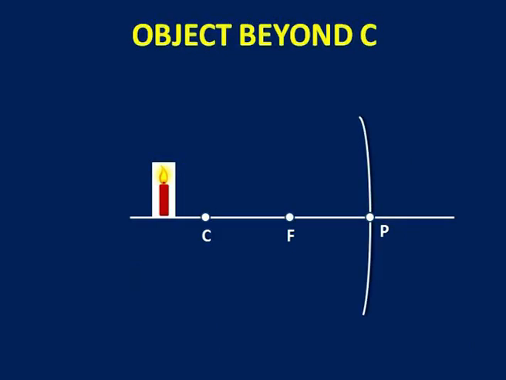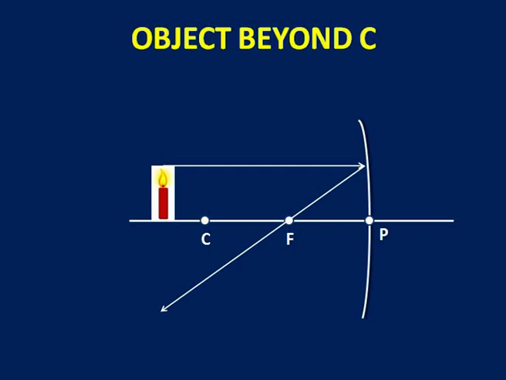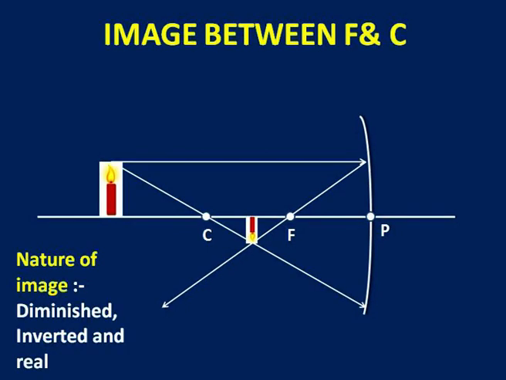Now, shifting the object beyond C. Mirror, the principal axis, pole, focus and the center of curvature. Object is placed beyond C. A ray parallel to the principal axis passes through the focus. A ray passing through the center of curvature will retrace its path. It will again be reflected in the same direction. Where the rays are meeting, the image is formed at that place. Now, compare the image to the object, children. Yes, the image size has diminished. It is still inverted and again a real image.